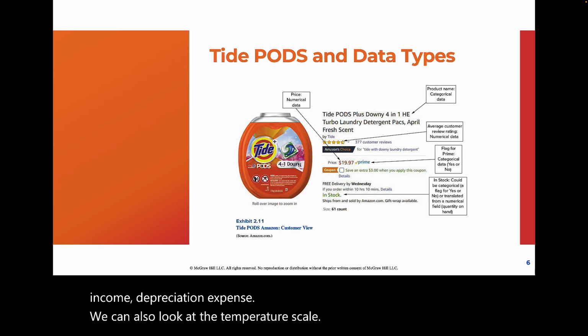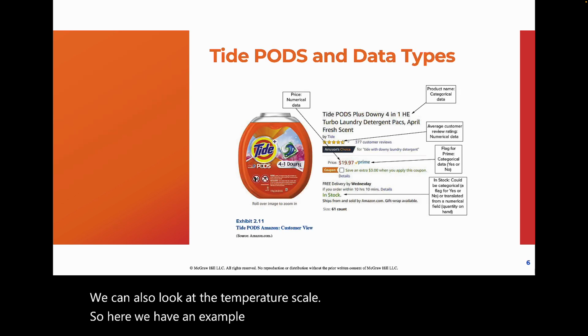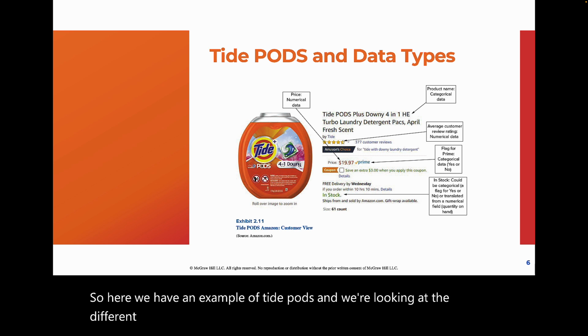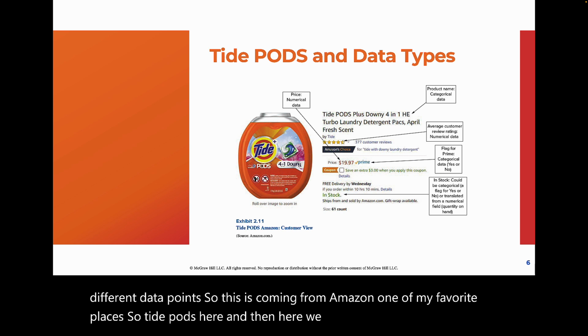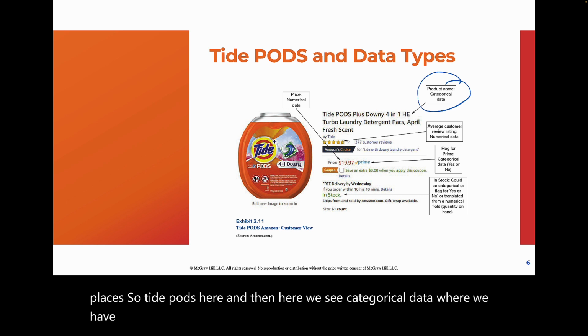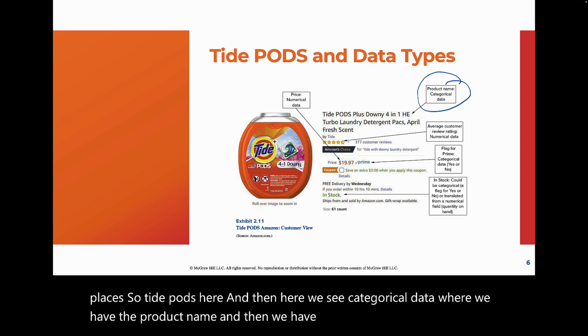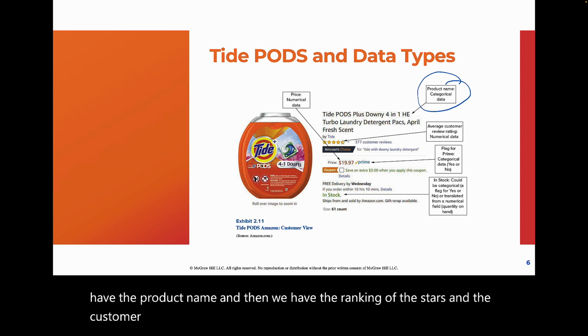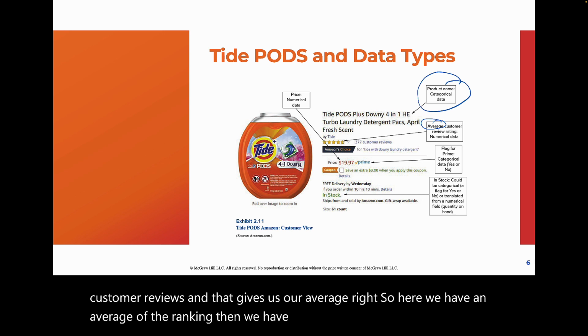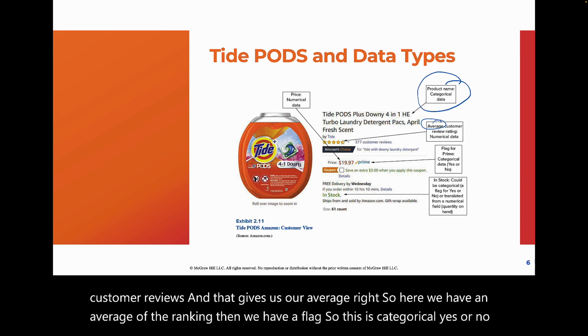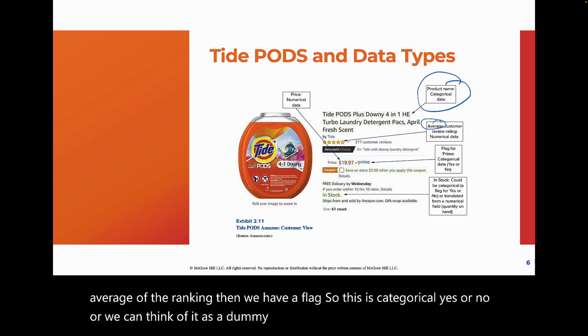So here we have an example of Tide Pods, and we're looking at the different data points. So this is coming from Amazon, one of my favorite places. So Tide Pods here, and then here we see categorical data where we have the product name, and then we have the ranking of the stars and the customer reviews, and that gives us our average, right? So here we have an average of the ranking. Then we have a flag, so this is categorical yes or no, or we can think of it as a dummy variable, exists or doesn't exist, as to whether it's a prime object or not.